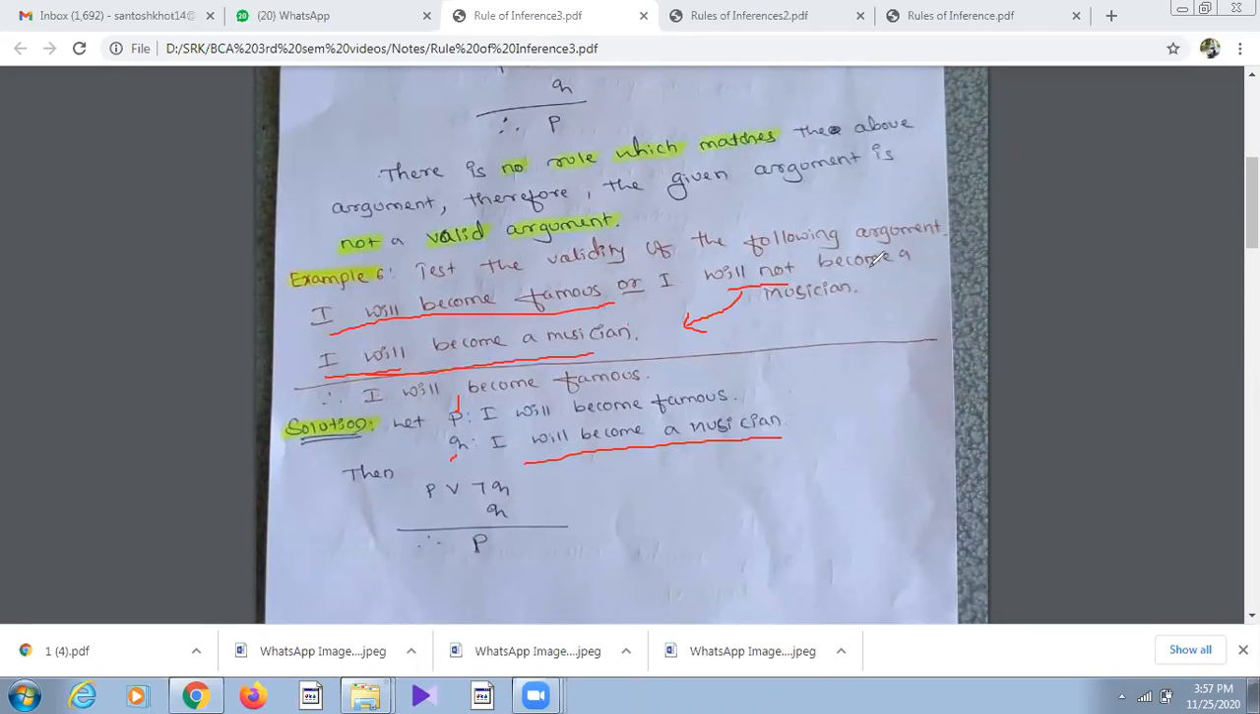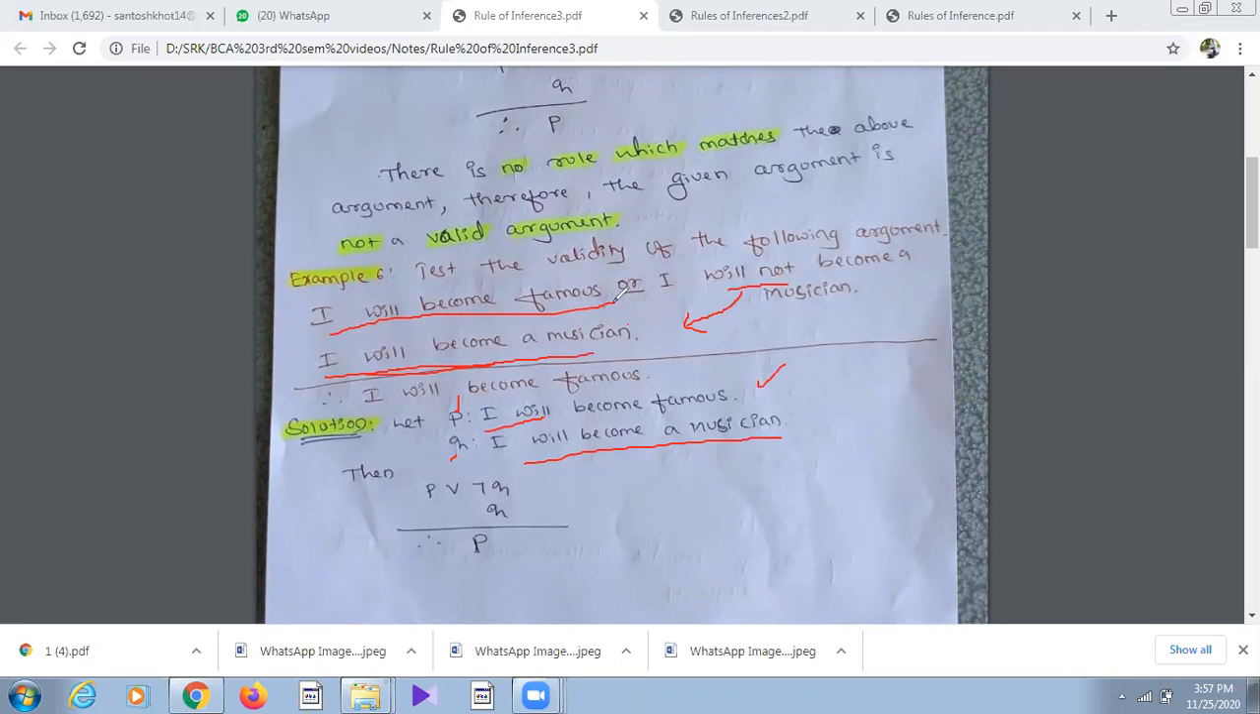So I will not become a musician and I will become a musician are opposite sentences, and we take only the positive sentence to symbolize. Next, the conclusion, I will become famous, is already there. I will become famous, we already denoted. Okay, so next we form the symbolic form.